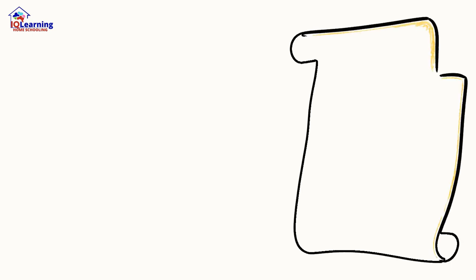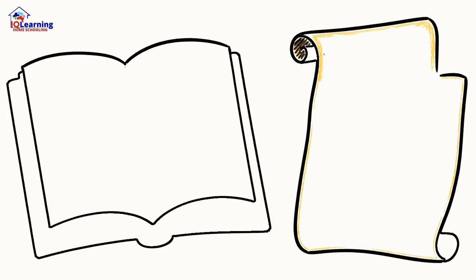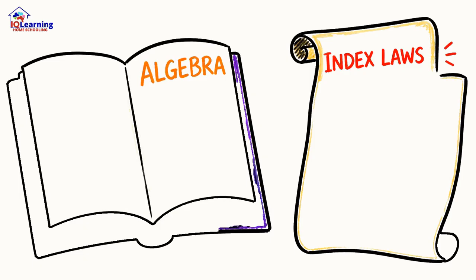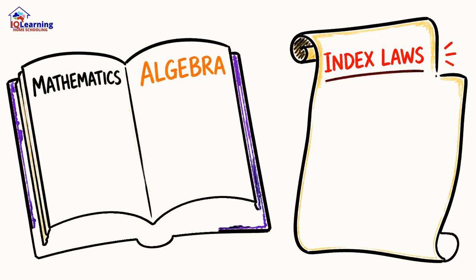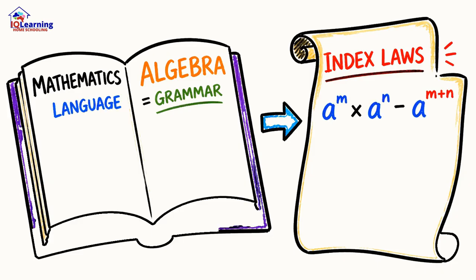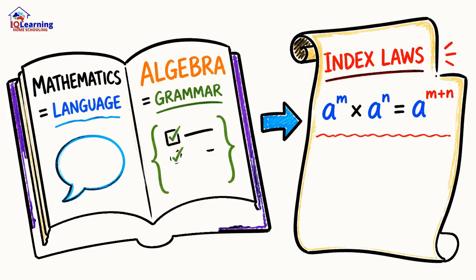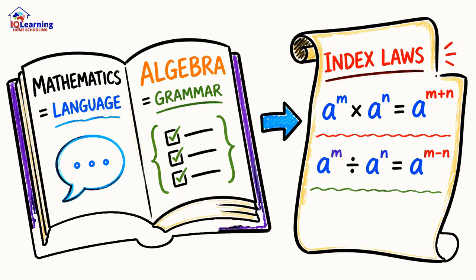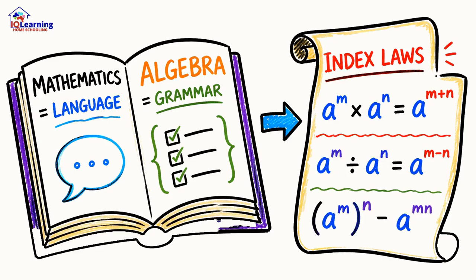If you think of mathematics as a language, then algebra is its grammar. And one of the most fundamental rules of that grammar is index laws. They're not just arbitrary rules, they're the logical result of what it means to multiply a number by itself over and over again. You already know the basics.